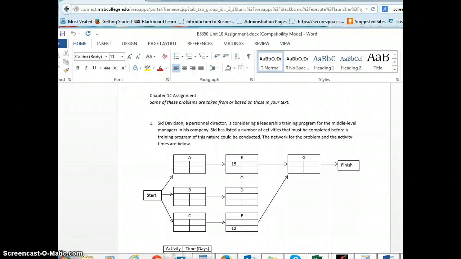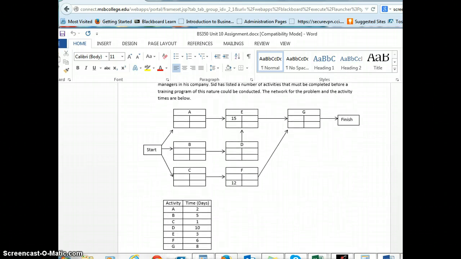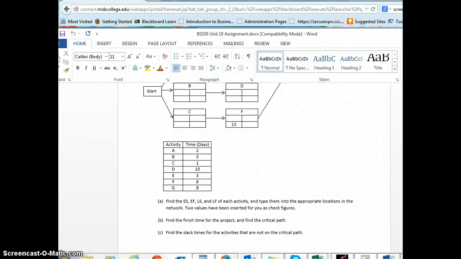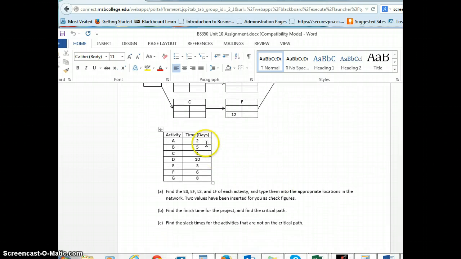So you'll go through each of these boxes, and a couple of them are filled in for you just to make sure you're on track. You'll fill in the information about the start and finish times for each of these activities to get to the finish. So then once you've got all that filled in, and here's the information about the activity times, the times that each activity takes. And so you'll have all of that filled in. Then you'll have the finish time for the project. And you'll also find the critical path.